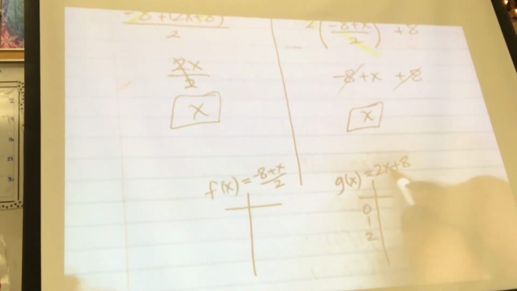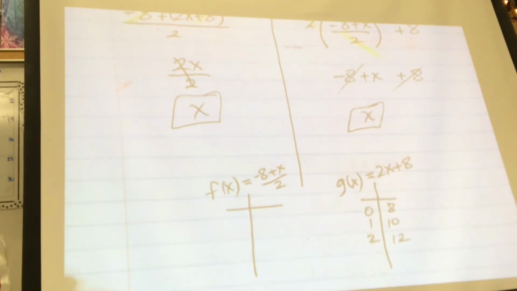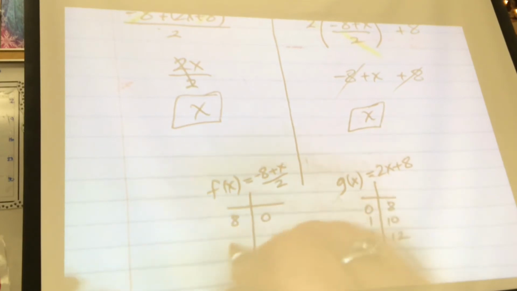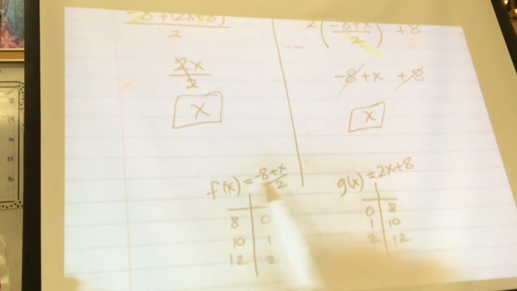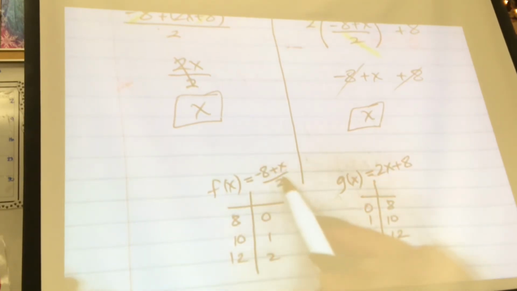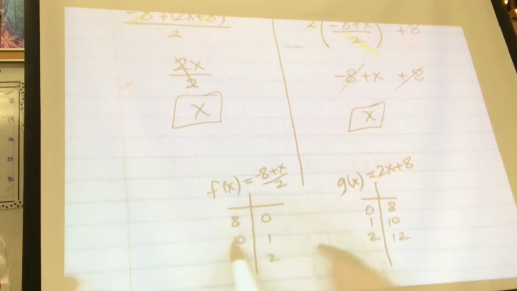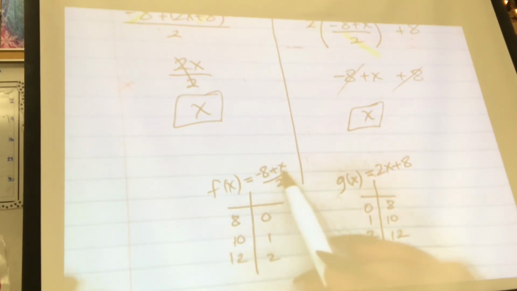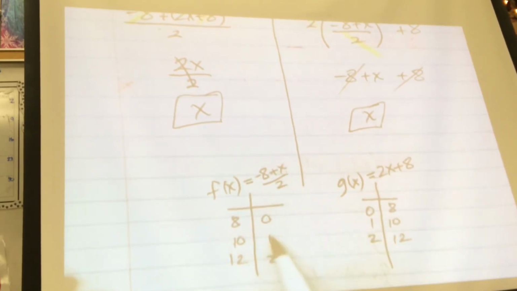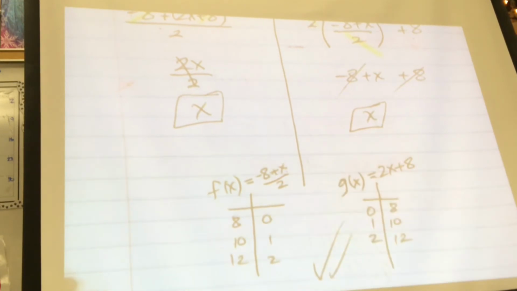If I plug in 0 here, I get 8. If I plug in 1, I get 10. If I plug in 2, 2 times 2 is 4, I get 12. If I switch these, I should get 8, 0, 10, 1, 12, 2. Let's see if it works. Plug in 8 here. Negative 8 plus 8 is 0, divided by 2 is 0. Plug in 10 here. Negative 8 plus 10 is 2, divided by 2 is 1. Plug in 12 here. Negative 8 plus 12 is 4, divided by 2 is 2. So it checks.